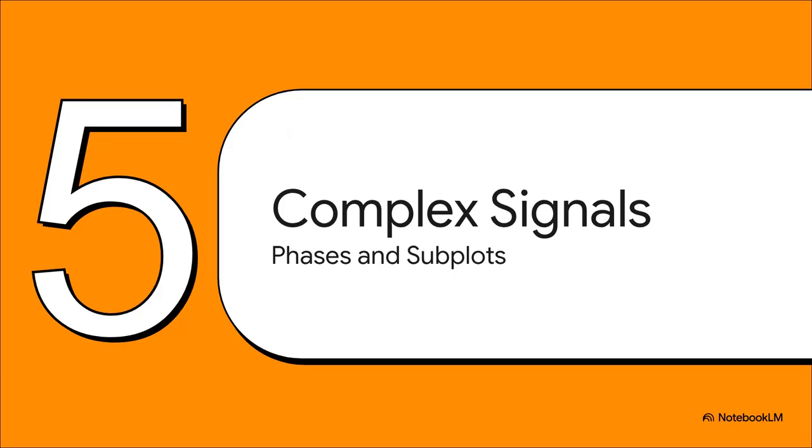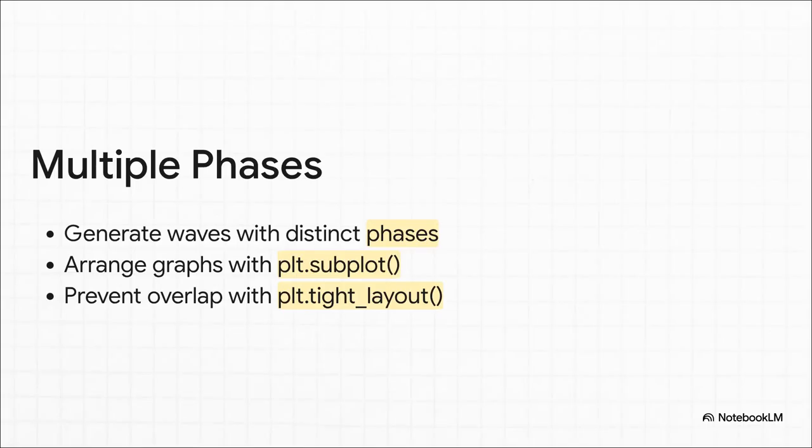Section 5. Plotting complex signals, phases, and subplots. Now, real-world engineering rarely deals with just a single simple wave in isolation. What if we need to analyze multiple phase variations simultaneously? Well, we can use a for loop combined with an array of distinct phase shifts, like 0, 90, 180, and 270 degrees. But if we just plot them all on top of each other on one single axis, it creates a very messy, unreadable output.